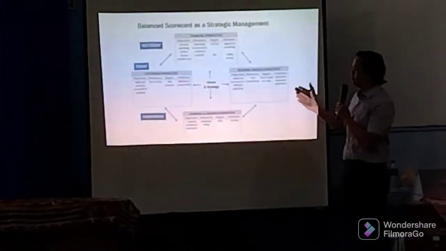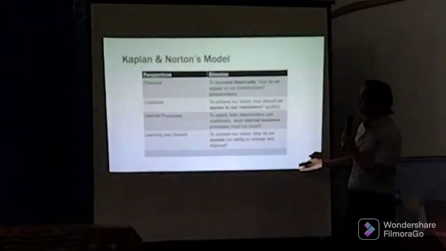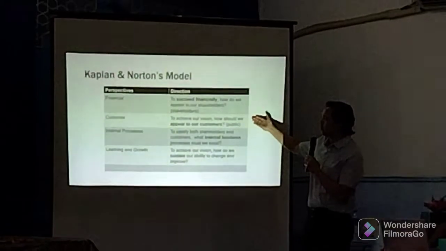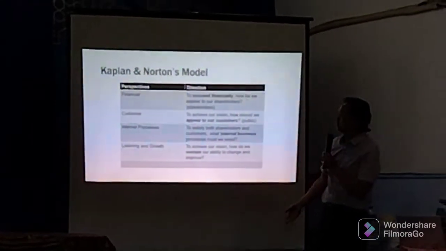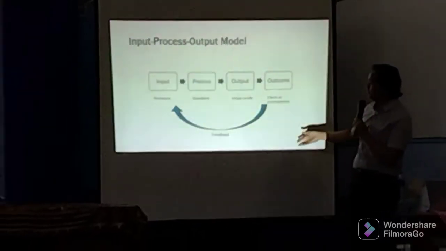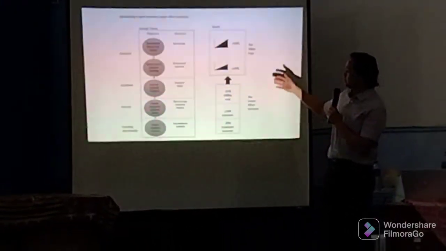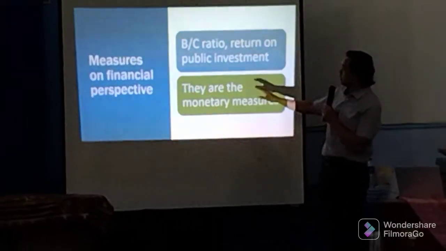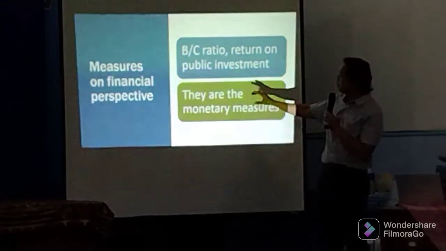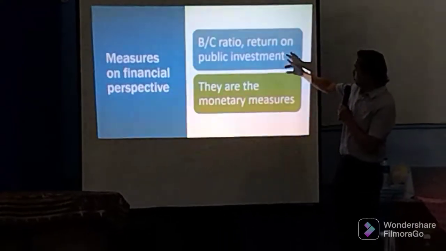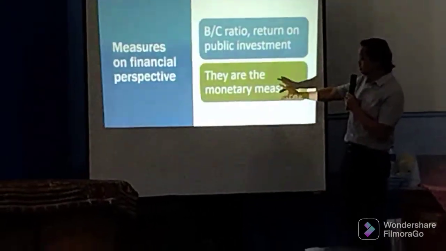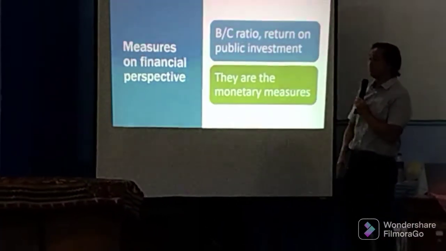Okay, go to the next slide. So we'll just go through each: financial, customer, internal processes, learning and growth. Go down. So these are just examples. Go down. Down. So examples of financial perspective, you can look at benefit cost ratio, return on public investment. These are monetary measures. That's why it's financial.